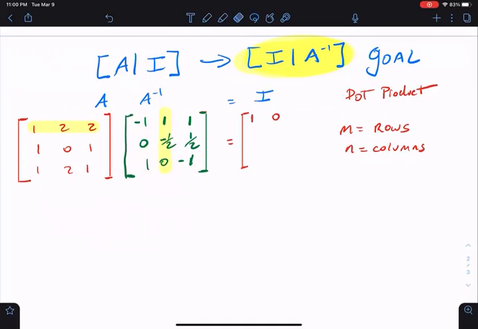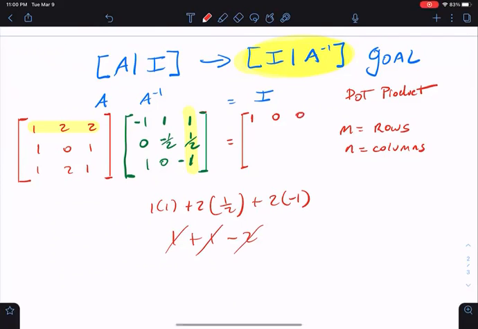Now let's do row 1 and column 3. So 1 times 1, plus 2 times 1/2, and then plus 2 times minus 1. I should get 0 here. So this is 1, 1, minus 2. 1 plus 1 is 2, minus 2 is 0. Right? You can do that. So what's next? Now I finish with row 1.